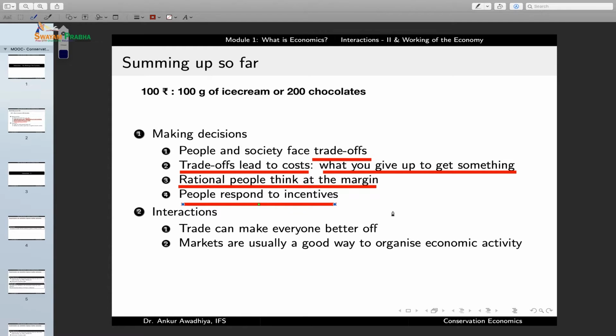Now, an incentive is the inducement to do something or to refrain from doing something. So, people respond to incentives. It means that if you want people to behave in a certain manner, you should provide them with incentives. These incentives can be in the form of a reward, or they can be in the form of punishment.